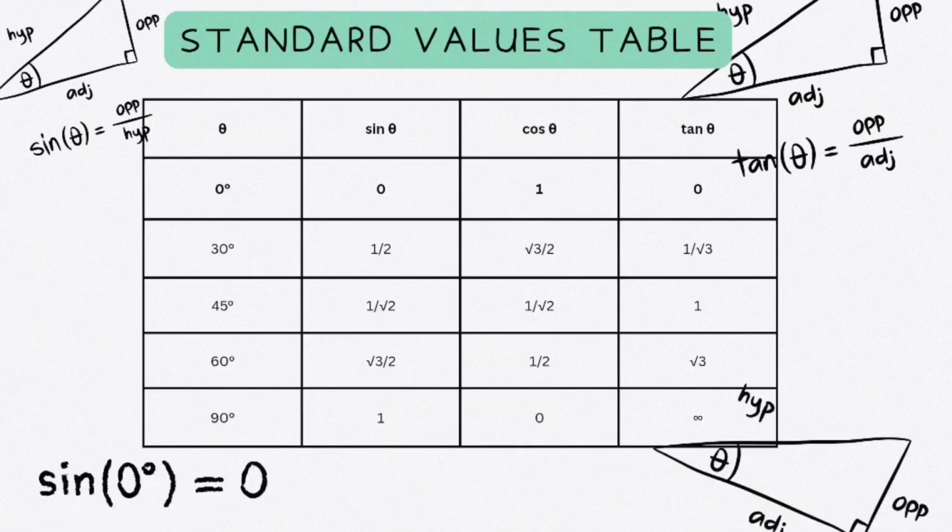These are the standard trigonometric values for common angles. Knowing these values makes solving problems faster. The 45-degree row is especially easy to remember because the sine and cosine values are equal and tangent equals 1. Memorizing these can save a lot of time in exams and real-life calculations.